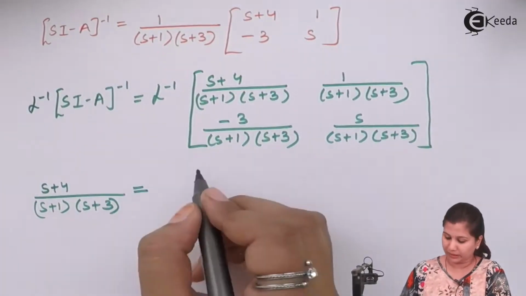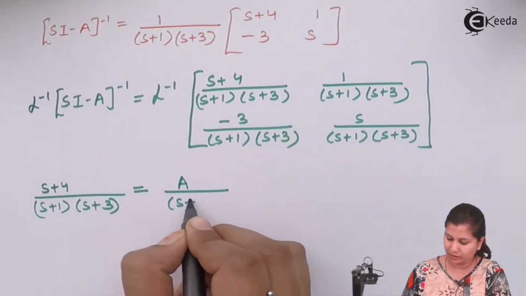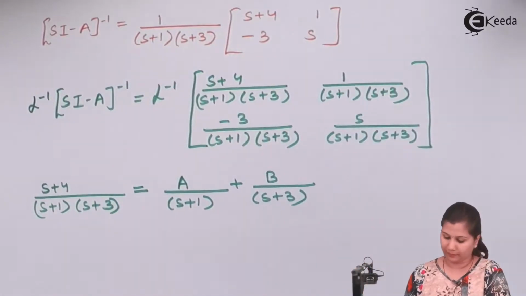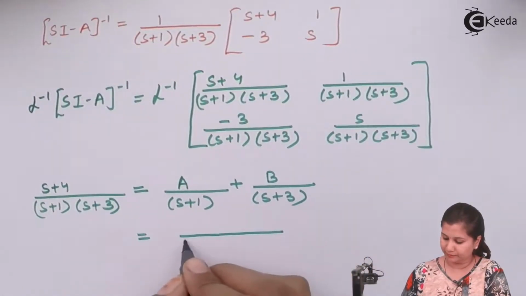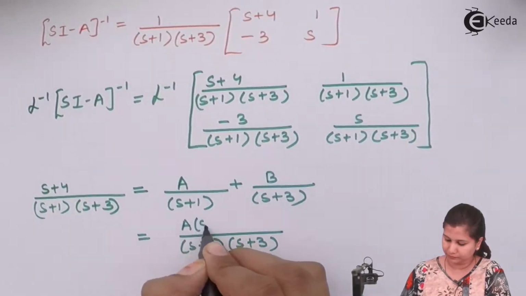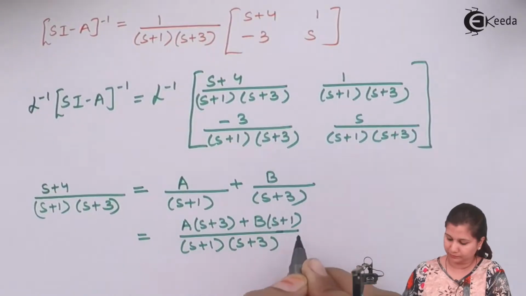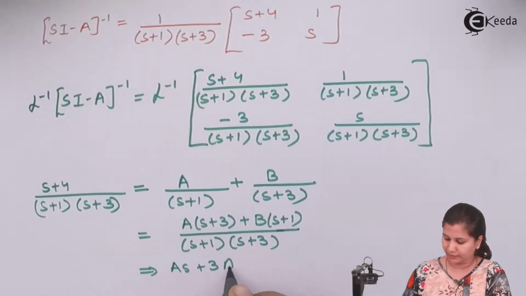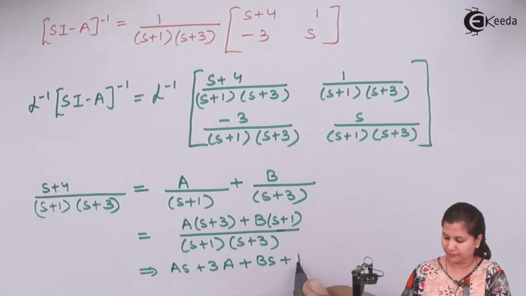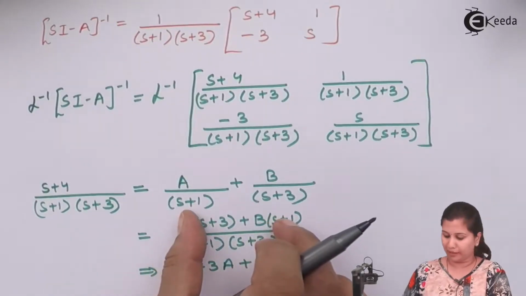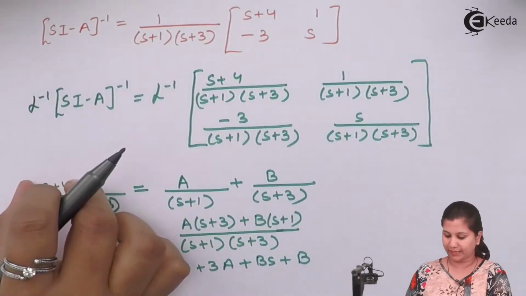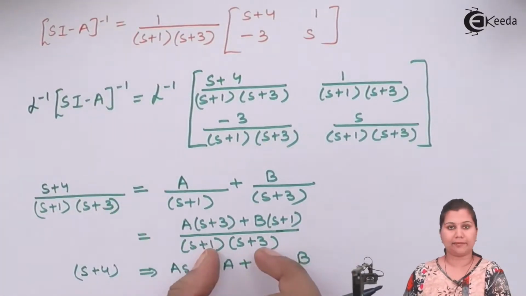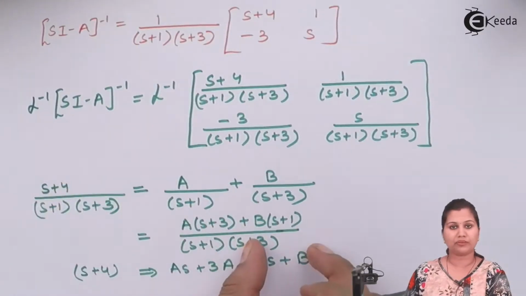Factorization is done by equating this with, suppose, A upon S plus 1 plus B upon S plus 3. Then just take the LCM. If we multiply this, we will get AS plus 3A plus BS plus B. And this numerator part will be equal to the numerator on the left hand side, so it will be equal to S plus 4. Because the denominator part is the same, it will be cancelled. Only the numerator parts will be equated.